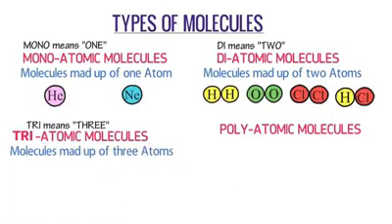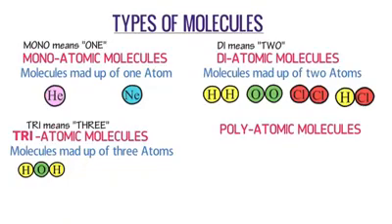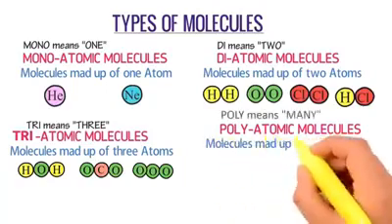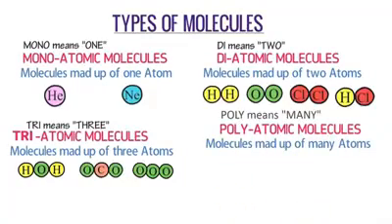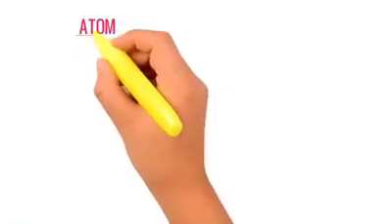The word tri means three. These are molecules that are made up of three atoms, for example, water molecule H2O, carbon dioxide CO2, and ozone molecule O3, etc. The word poly means many. These are molecules that are made up of many atoms, for example, sulfuric acid H2SO4 and sugar molecule C12H22O11.